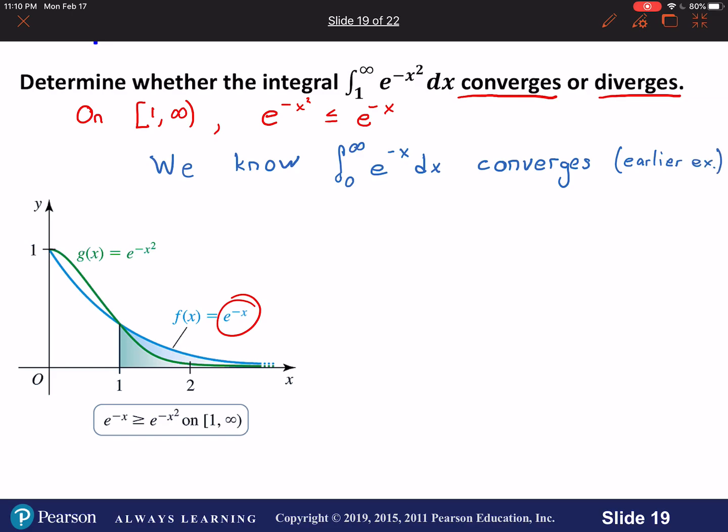All right, so if that's true, then certainly the integral from 1 to infinity of e to the negative x dx converges. Right? The only thing we changed was this bottom bound, so we're taking now less area. So certainly that will converge as well.